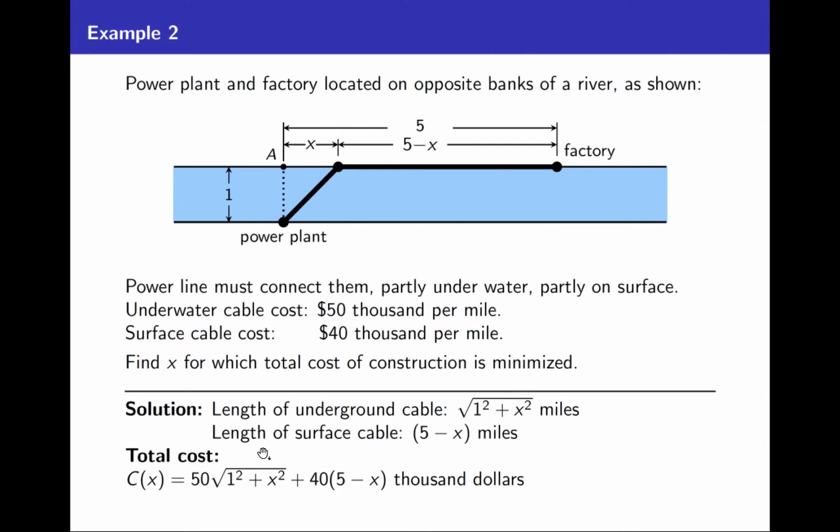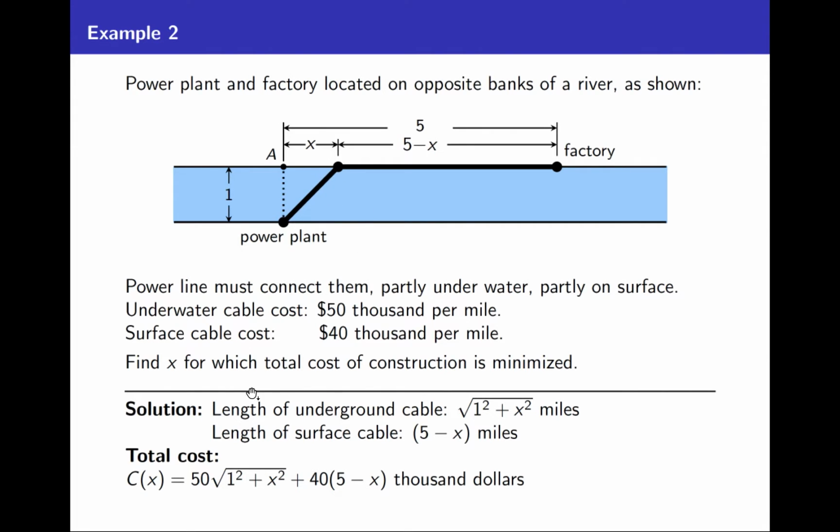So putting these together, here's the total cost. For the total cost, you have to take the length of the underground cable and multiply it by 50. We're using units of thousands of dollars here, so $50,000, 50 times the length underground, plus, and then for surface cable, the length of surface cable is 5 minus x. It's $40,000 per mile, so that's 40 times 5 minus x. So let's call that a cost function c of x.